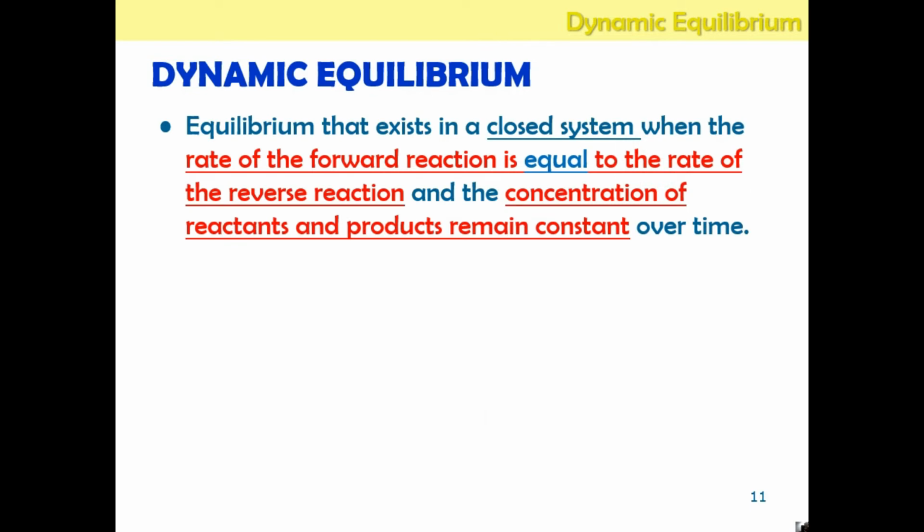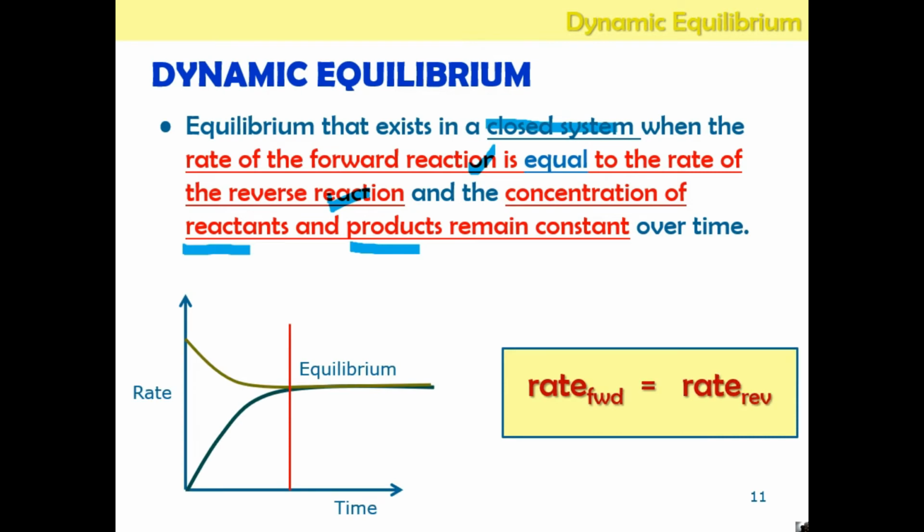What is dynamic equilibrium? Equilibrium that exists in a closed system when the rate of the forward reaction is equal to the rate of the reverse reaction, and the concentrations of the reactant and the product remain constant over time. Referring to the graph, the conclusion is that the rate of the forward reaction equals the rate of the reverse reaction. That is the dynamic equilibrium.